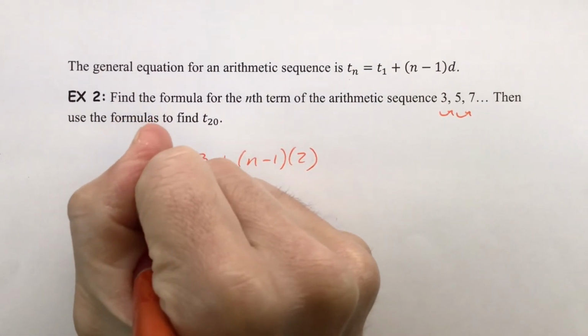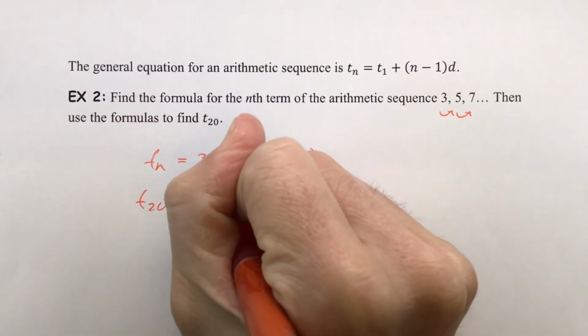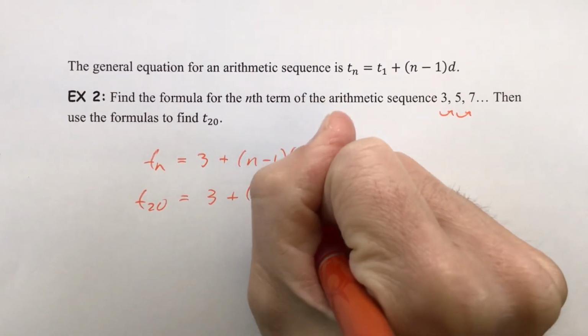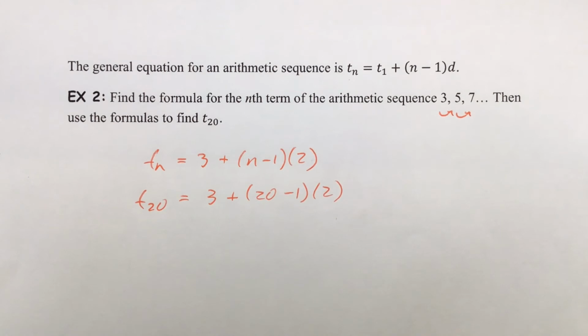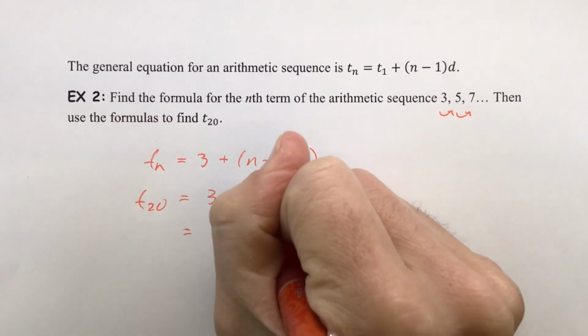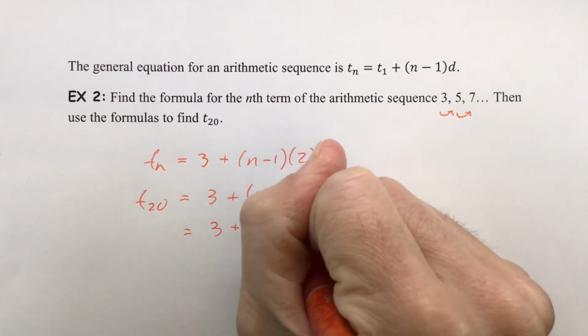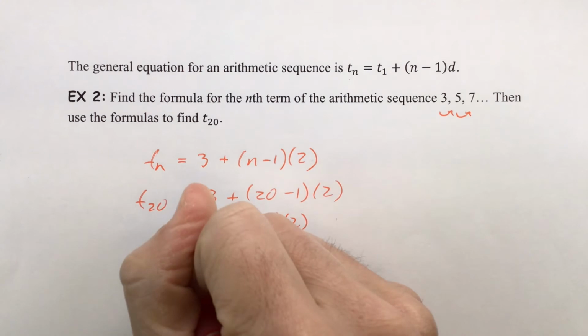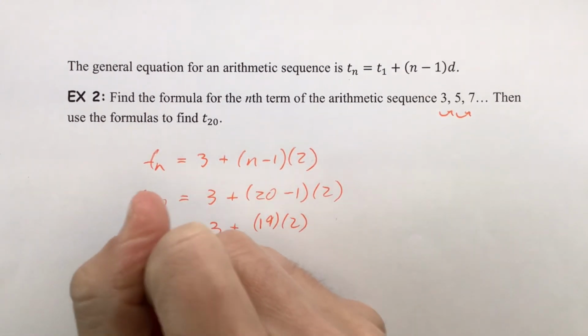Okay, so if we want T20, it's going to be 3 plus 20 minus 1 times 2. Okay, so that'll be 3 plus 19 times 2, which that would be 38 plus 3 gives you 41.